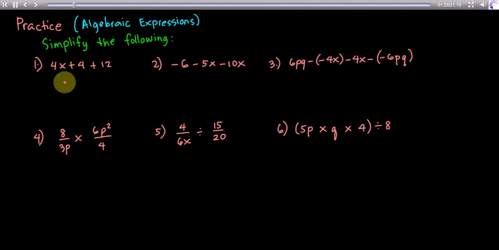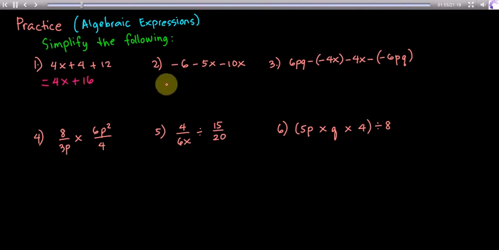Now in number 1, they said 4x plus 4 plus 12. As you see, there is no other term with x, so all we need to do is combine the 4 plus 12. We can just copy the 4x, then 4 plus 12 is equal to 16. So the result is 4x plus 16.